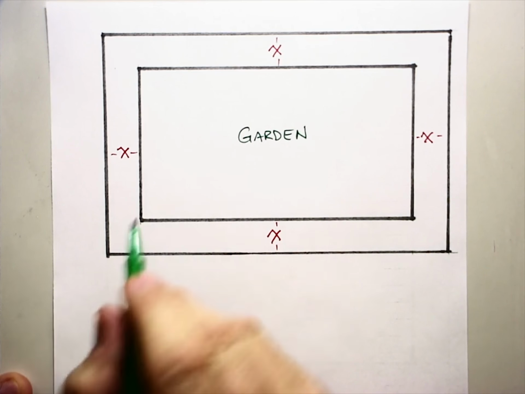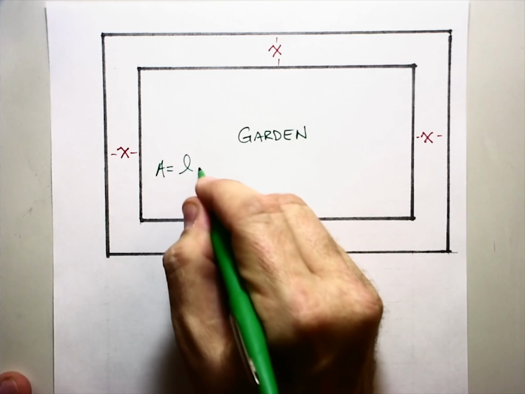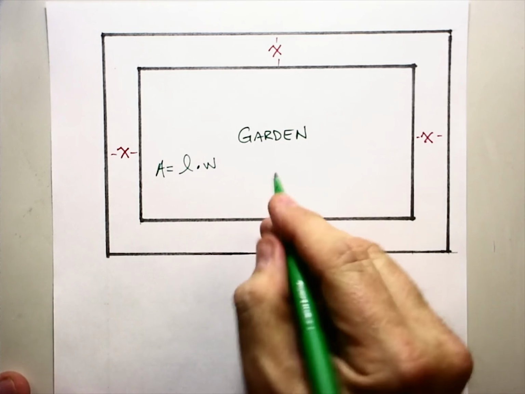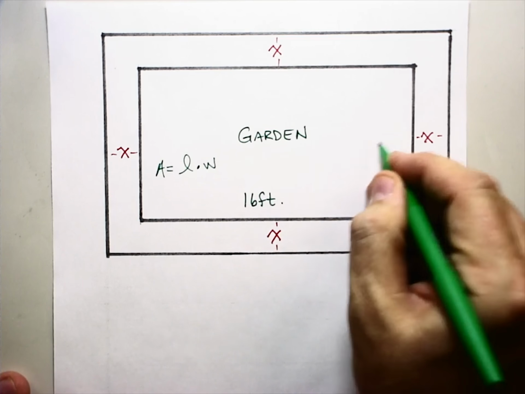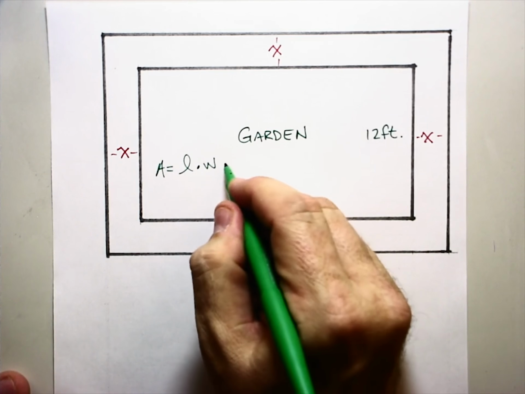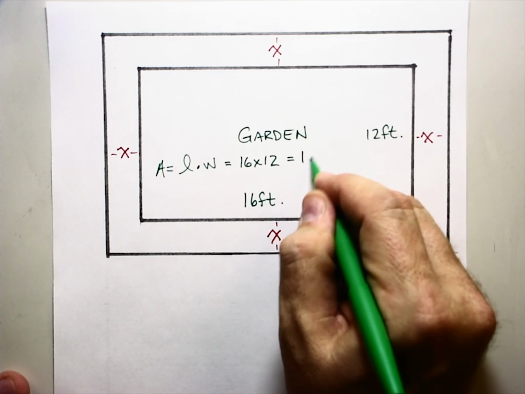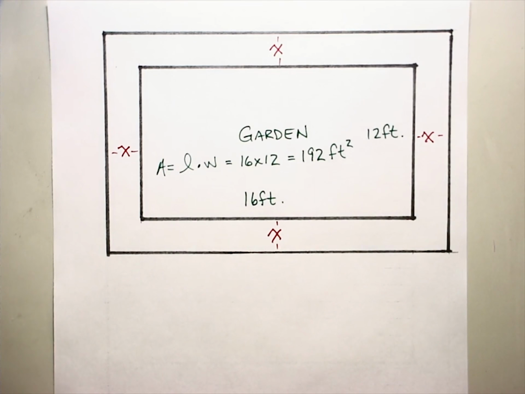We should recall from our geometry that the area of a rectangle is the length times the width. Now, the information given to us in this problem is that the length of the garden is 16 feet and the width of the garden is 12 feet. And of course, then the area would be 16 times 12, which would be 192, and that would of course be in square feet. Now, we're not going to need to worry about the square foot notation right now. We'll bring that back into the problem at the end.